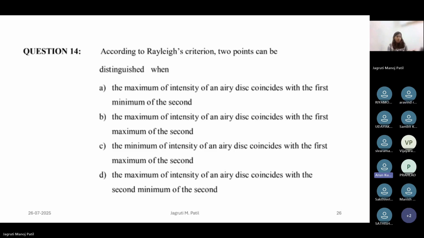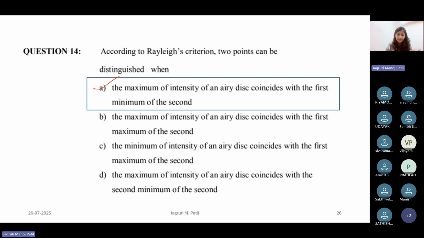First one, madam. Exactly. Can you say the reason for it? It is the intersecting point, madam. Exactly. So where you have the first minima of the second ring that you try and see, that's where you can distinguish between the 2 points. So that's the maximum intensity where you're trying to see.